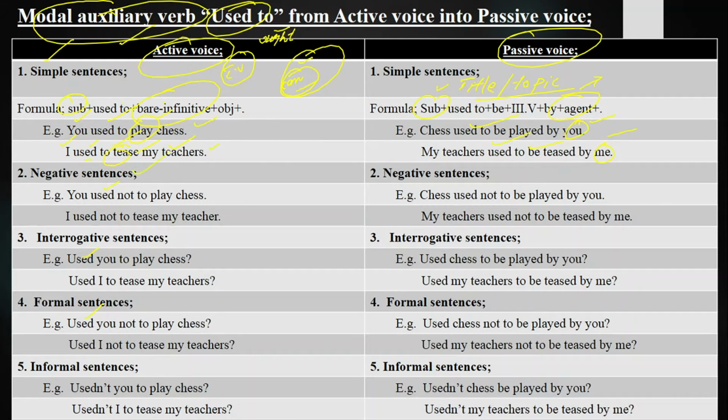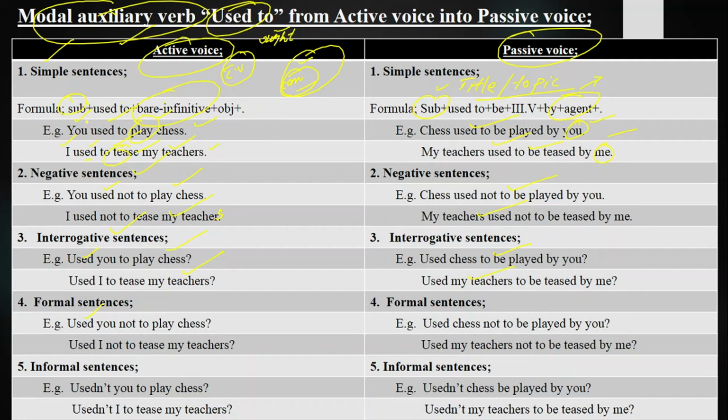Negative sentences, those sentences in which we deny the statement, reject the statement, refuse the statement. You used not to play chess, chess used not to be played by you, I used not to tease my teachers, teachers used not to be teased by me. In the same way, interrogative sentences, those sentences in which we ask question or put queries are called interrogative sentences. Use you to play chess, use chess to be played by you, use I not to tease my teachers, use my teachers not to be teased by me.